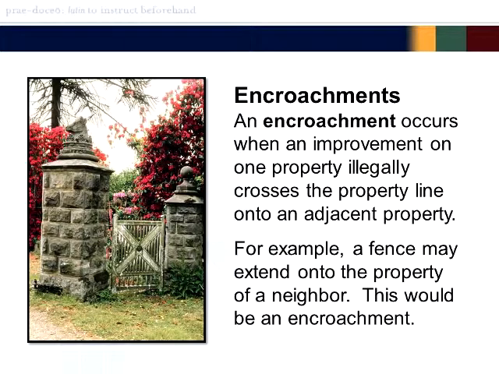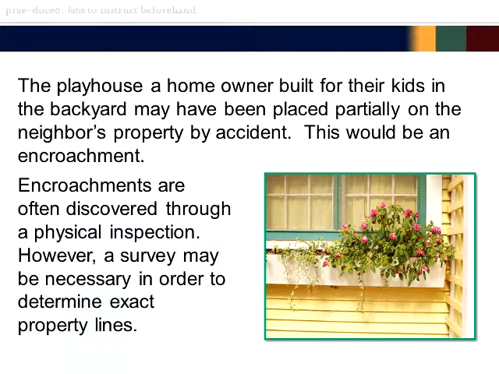Encroachments. An encroachment occurs when an improvement on one property illegally crosses the property line onto an adjacent property. For example, a fence may extend onto the property of a neighbor. This would be an encroachment. The playhouse a homeowner built for their kids in the backyard may have been placed partially on the neighbor's property by accident. This would be an encroachment. Encroachments are often discovered through a physical inspection. However, a survey may be necessary in order to determine the exact property lines.